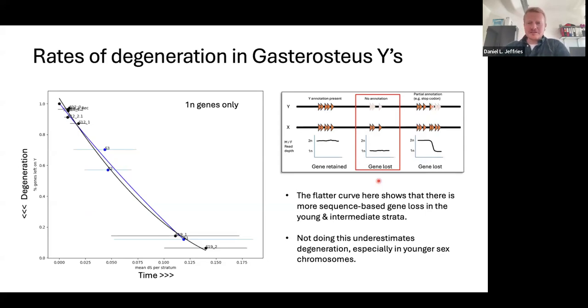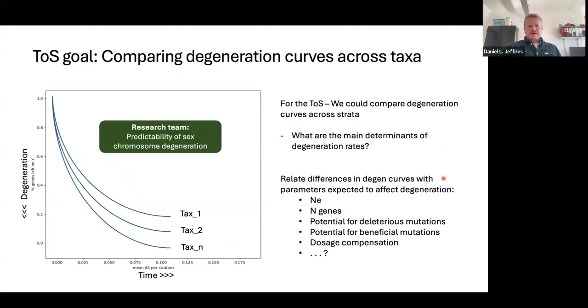So this was just a quick community service note to say, I think it's really important to take the time to well characterize gene loss in different parts of the sex chromosome. And I think this is a really interesting question to address in the tree of sex. We can now do these sorts of studies across multiple taxa, and it's possible to estimate age based on DS and the number of genes based on assemblies that are now arising. And so plotting similar degeneration curves for lots of species, and then relating the differences we see in those curves to differences in population size, number of genes, etc., could be a really informative task.